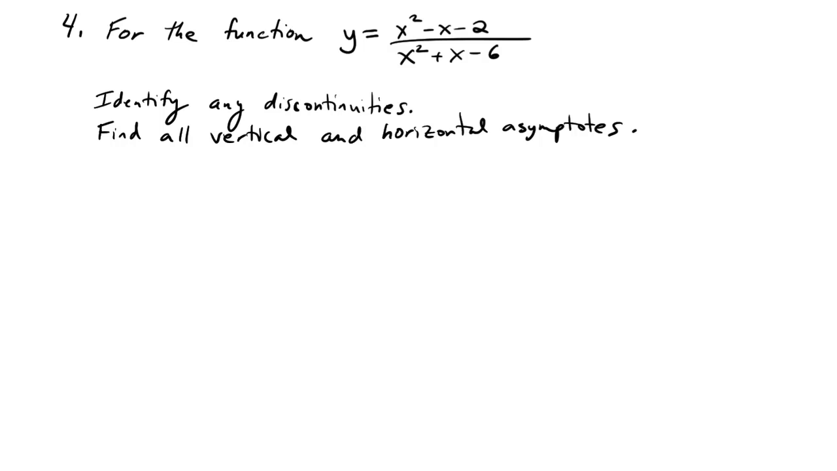Okay, here we're given a function and asked to identify any discontinuities and also look for vertical and horizontal asymptotes. All right, so let's take a better look at this. This is x squared minus x minus 2 over x squared plus x minus 6. So let me also get a factored version if possible.